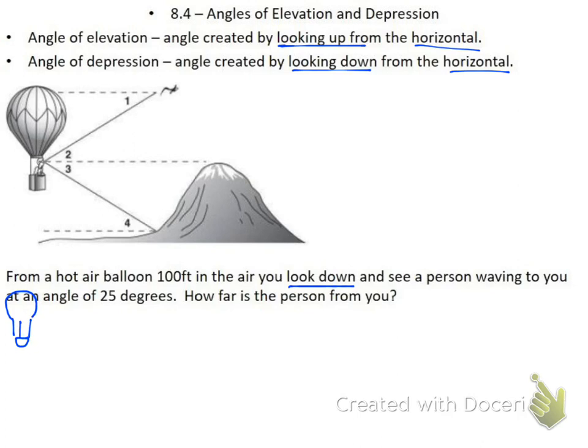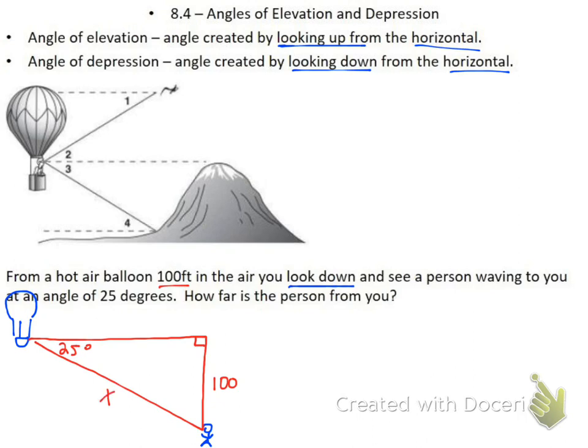Looks more like a light bulb. And then if I see a person waving at me, there's that person waving at me. And so what I want to do is draw this as a triangle, but as an upside down triangle, just like that. It says that I'm 100 feet up in the air, so my 100 feet is going to be this distance right there. I'm looking down to the person at an angle of 25 degrees, which means this is a 25-degree angle. And then I want to figure out how far the person is from me, so the distance from the hot air balloon to the person.